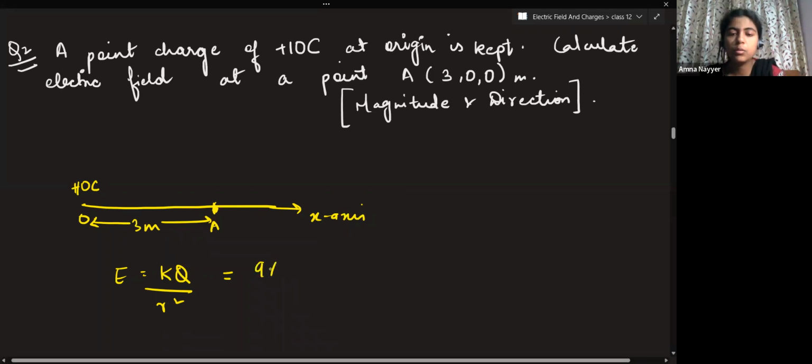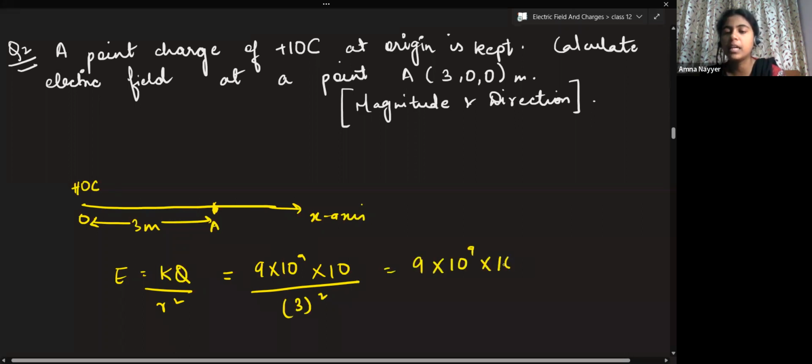K is 9 into 10 to the power 9. Capital Q is 10 coulombs, and R square is 3 square. So this is 9 into 10 to the power 9 into 10, and 3 square is also 9. So 9 gets cancelled. This becomes 10 to the power 10 Newton per coulomb.